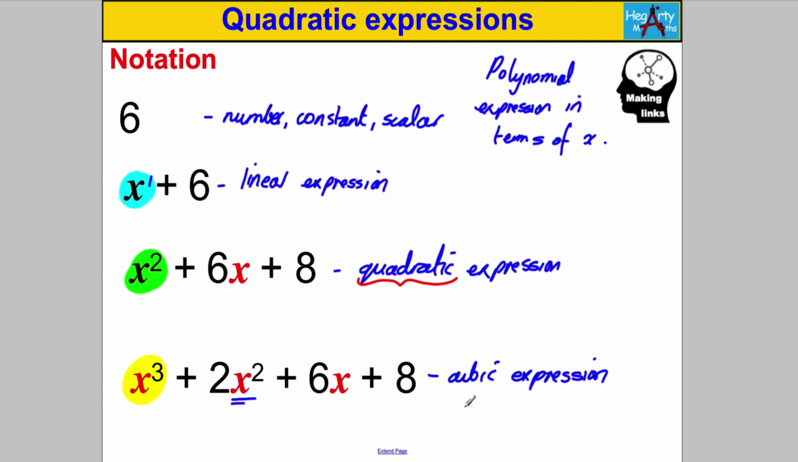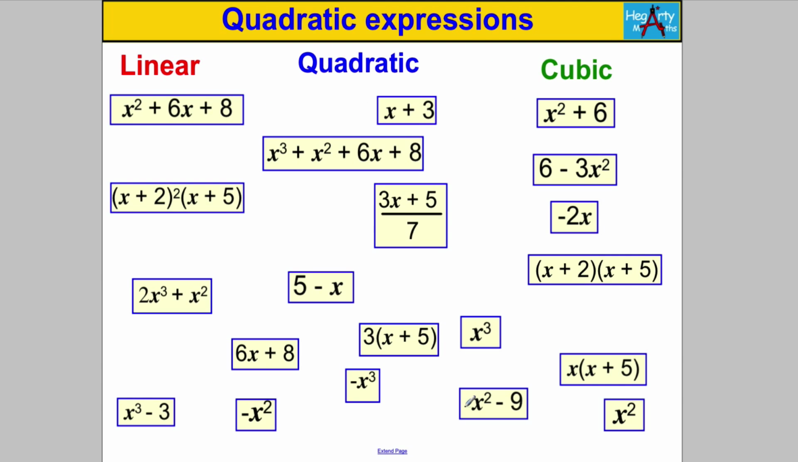I'm just going to ask you to label or name different types of expression. So here's the activity for you. Here are various different expressions. Some of them are linear, some of them are quadratic, some of them are cubic. Pause the video and see if you can write out 3 columns, and underneath each column write down an expression that is linear, quadratic or cubic. Pause the video, have a go. And I'm just going to show you the answers now.